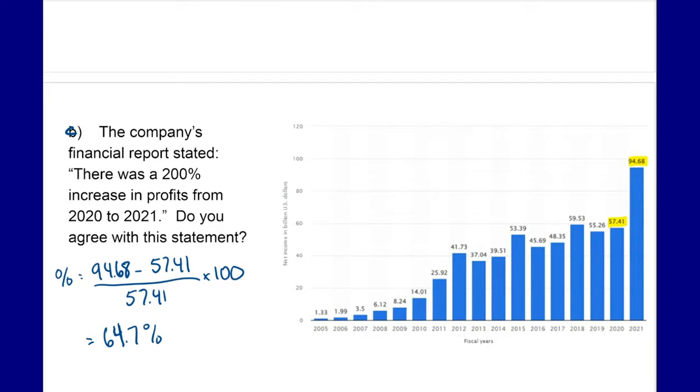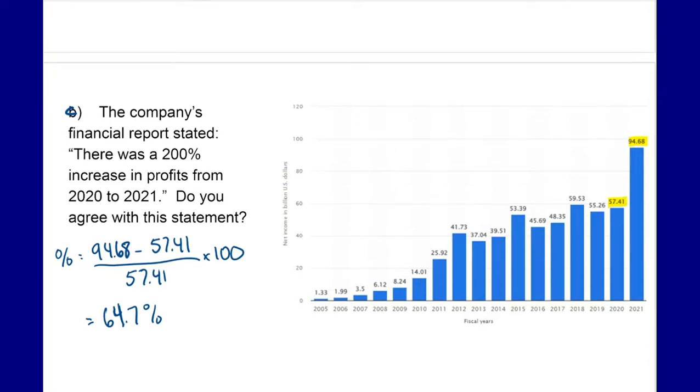So we have to keep in mind that just because we see 200%, which is double 100%, doesn't necessarily mean that we are doubling our money or doubling our change. Right? So we just want to be careful of what the percent change actually refers to.